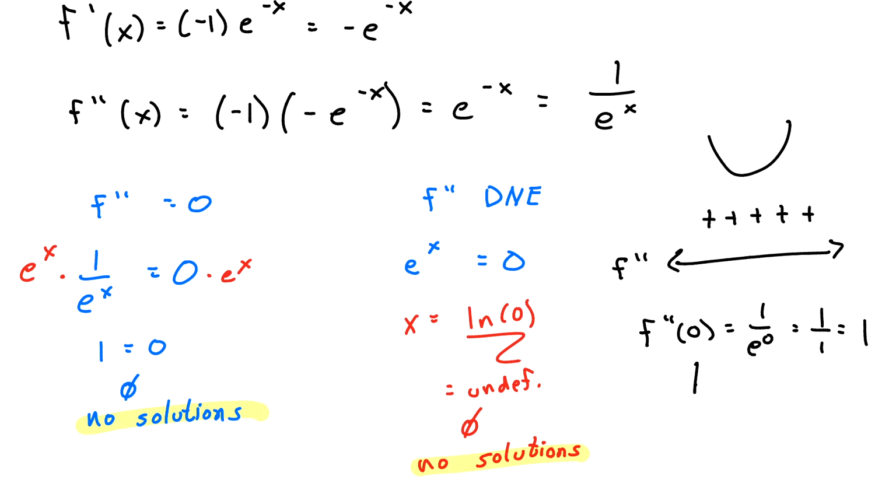Again, we could have picked any number that we wanted. If we had picked, say, f double prime of 1, this would be 1 over e to the first power, or 1 divided by e, which you could figure out. Let me type that in real quick. You're going to get a nasty decimal, but 1 divided by e would give me 0.37 if I round to 2 decimal places. But again, it's positive. That's what I'm interested in.